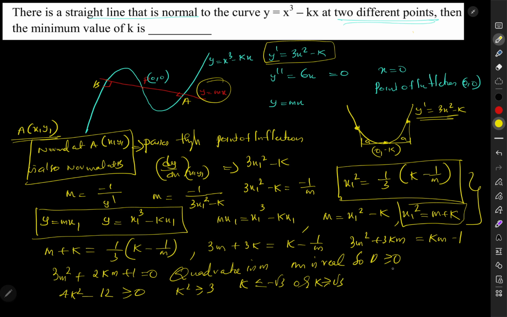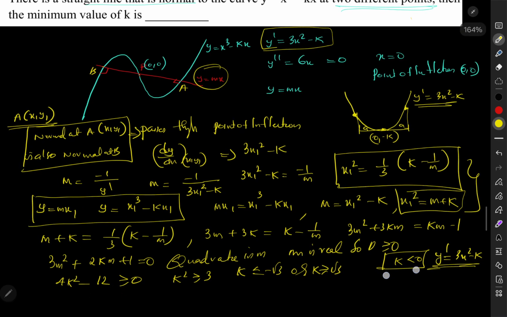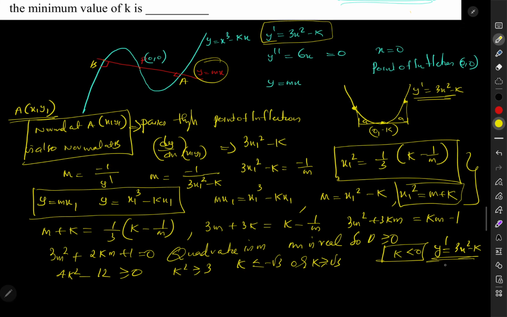Now you see, if k is negative, what will happen? What was our y dash? 3x1 square minus k. This will be positive. Y dash positive means how will its graph be? Its graph will be like this, strictly increasing. In this case, we will not have a scenario like this. So k cannot be negative. So k should be positive. So what is our final answer? k greater than or equal to root 3. So the minimum value of k is root 3. Root 3, that's the answer.